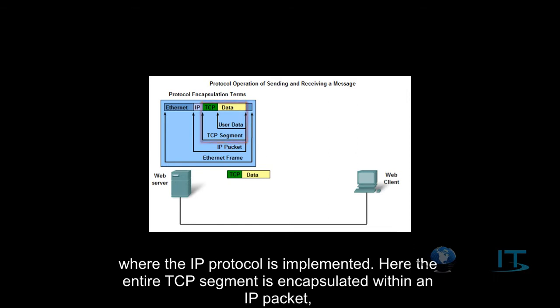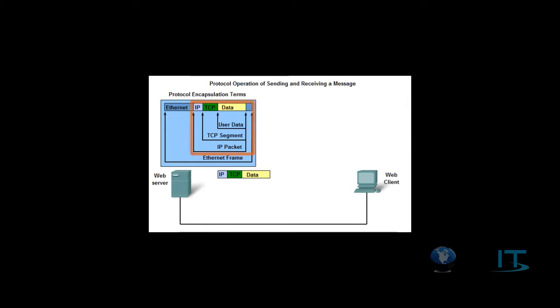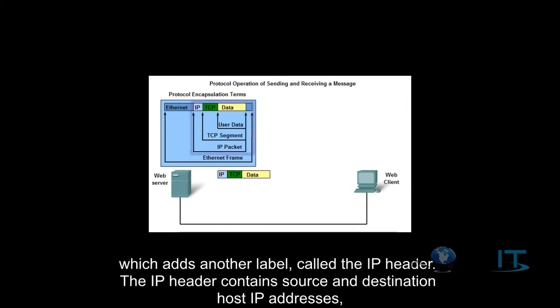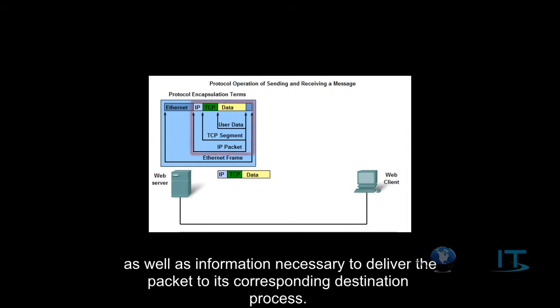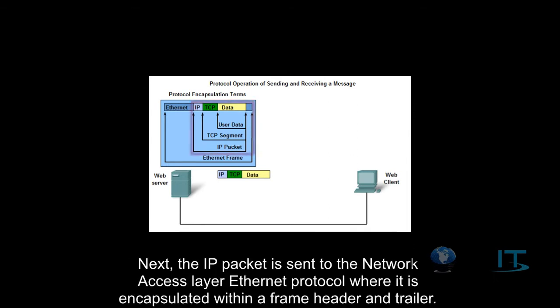Here, the entire TCP segment is encapsulated within an IP packet, which adds another label called the IP header. The IP header contains source and destination host IP addresses, as well as information necessary to deliver the packet to its corresponding destination process. Next, the IP packet is sent to the network access layer, Ethernet protocol, where it is encapsulated within a frame header and trailer.